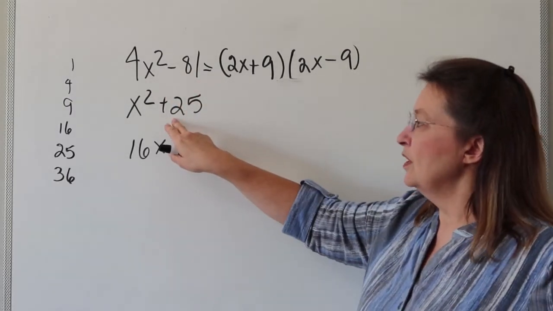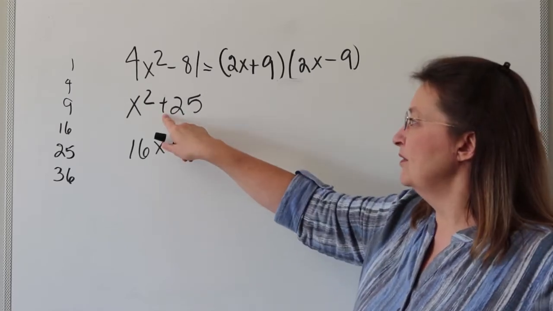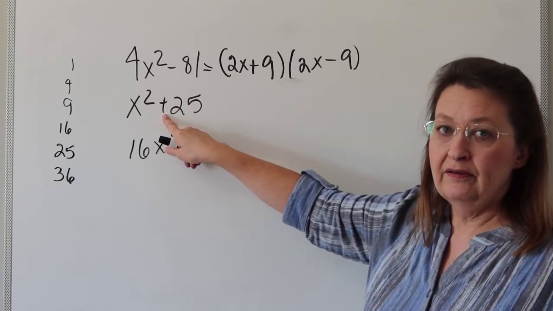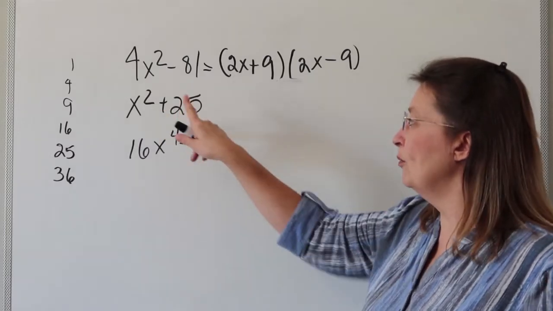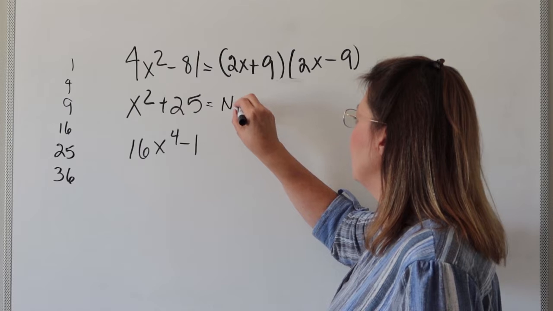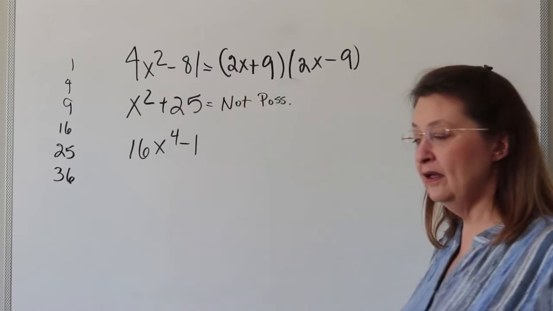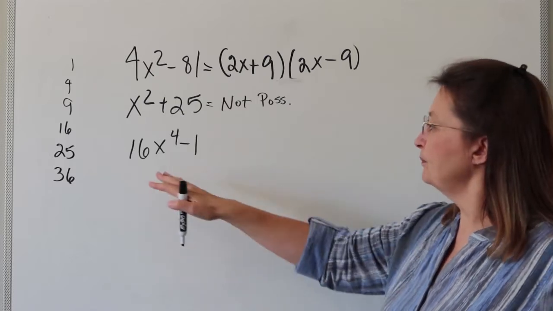Now let's look at this one. Do I have a greatest common factor? No. Do I have a minus sign in the middle? No, I do not. But I do have two terms. They are perfect squares, but you have to have that minus sign. So right now, this is not possible, okay? We can't factor this right now.